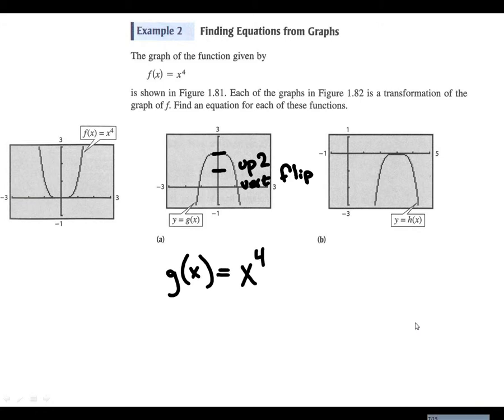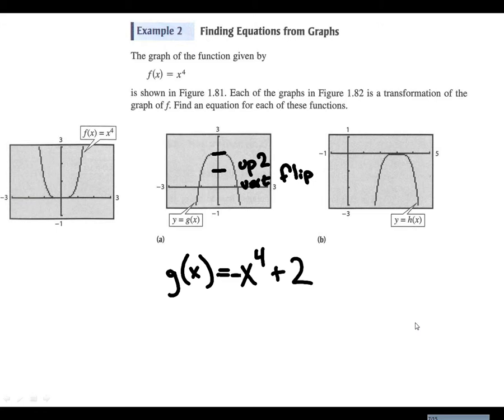And we got shifted up 2. How do we write up 2 in parentheses or outside of parentheses? We want to do it outside of the parentheses, like that. We're going to get shifted up 2, and we're going to be flipped over, so we're going to have a negative x to the fourth, and that is going to be outside the parentheses.